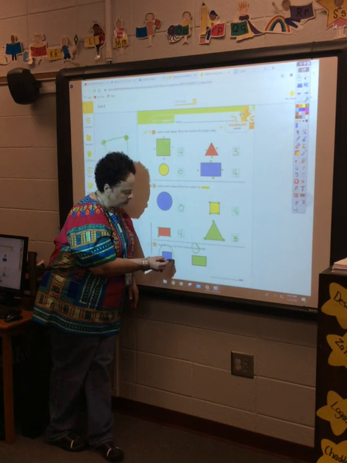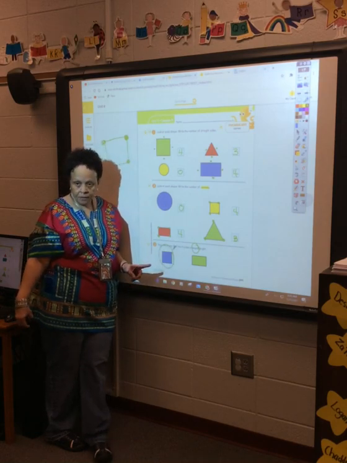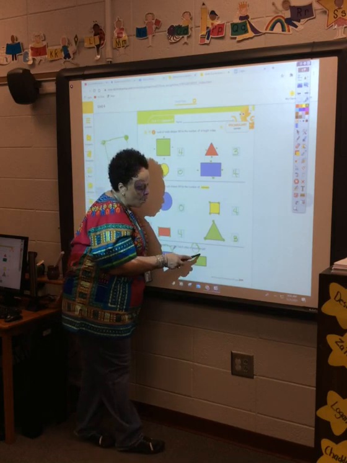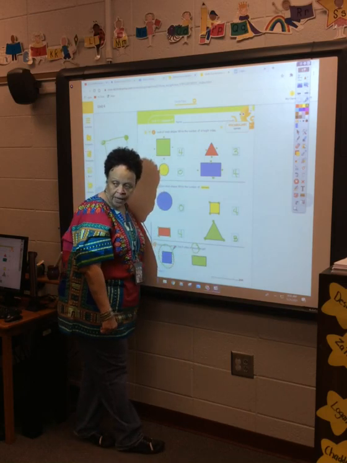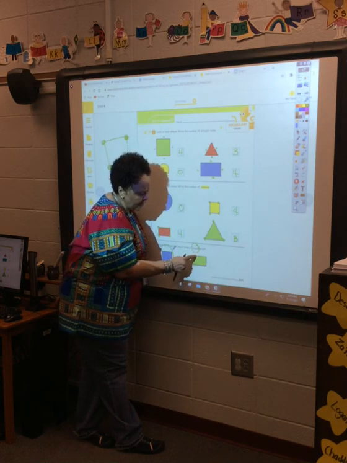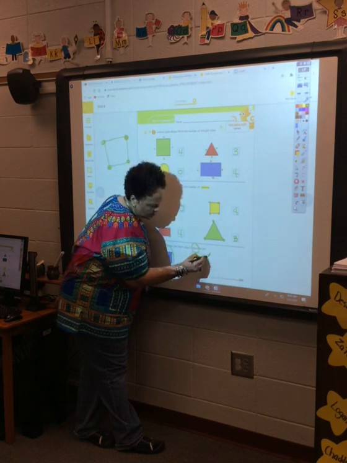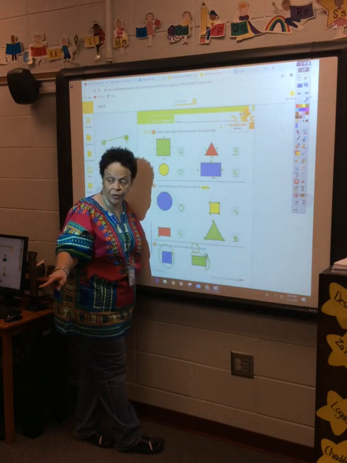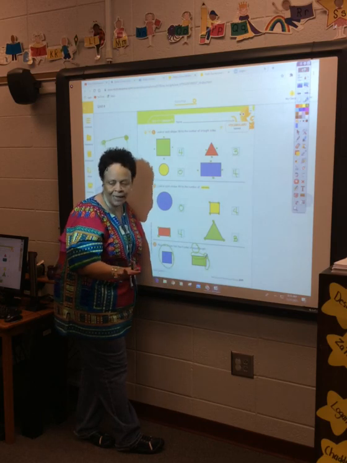So put a circle here. But let's look at this rectangle. Now, are all 4 sides on the rectangle the same? Wait a minute now, y'all. Somebody missing something. Does this side here look like this side here? No, that's what you need to look at. You're trying to look at the attributes now. Don't just yell out yes or no.